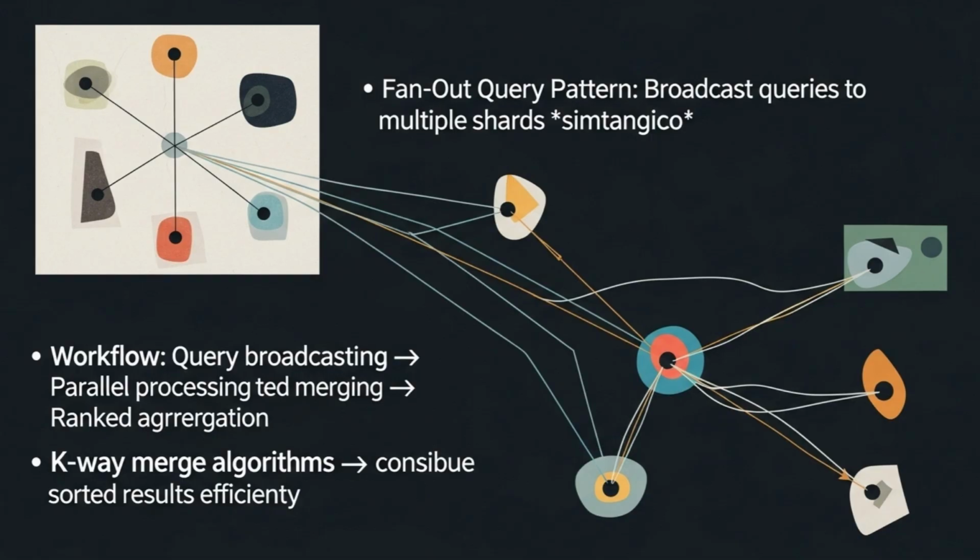The workflow involves sending requests to all shards, each shard processing its portion, and then a distributed merging process combines these partial results. Since each shard returns its data already sorted, we can then use K-way merge algorithms to efficiently combine these multiple sorted streams into one perfect, chronologically ordered timeline. This is key to handling millions of entries without breaking a sweat.